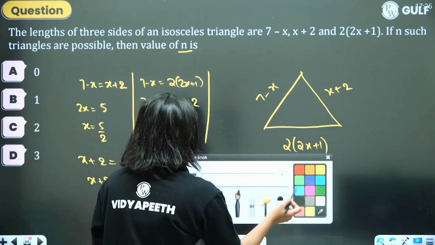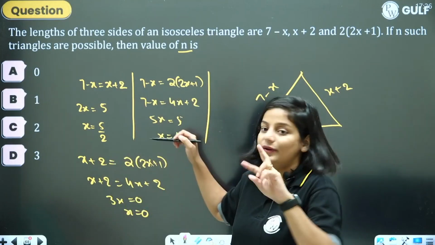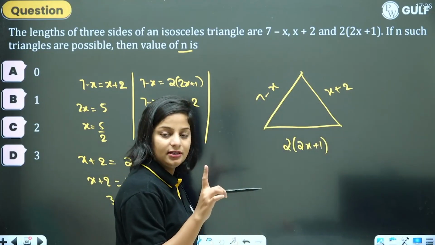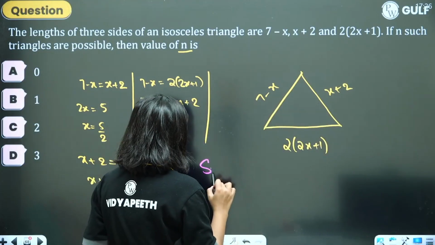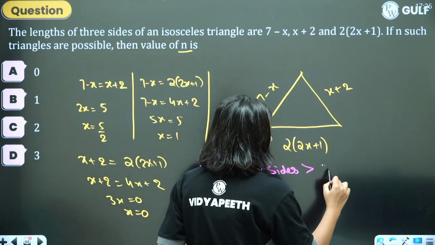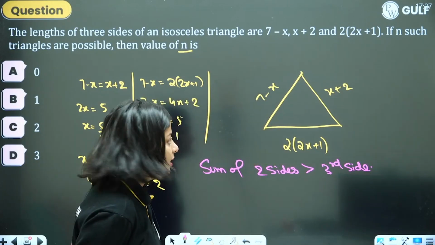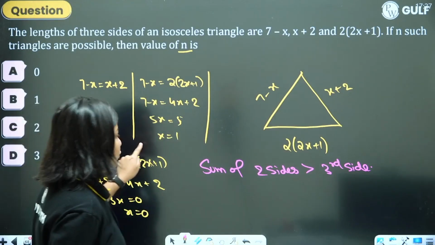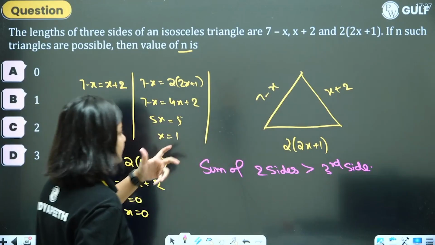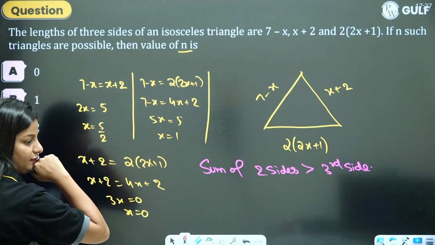What will it be? Another condition we have not checked. We just checked one condition of an isosceles triangle, where any 2 sides are the same. For any triangle, the condition is that the sum of 2 sides should be more than the third side, isn't it? The sum of 2 sides should be greater than the third side. If I take x as 5 by 2, substitute: 7 minus 5 by 2, what are the sides that you are getting? 7 minus 2 and a half.